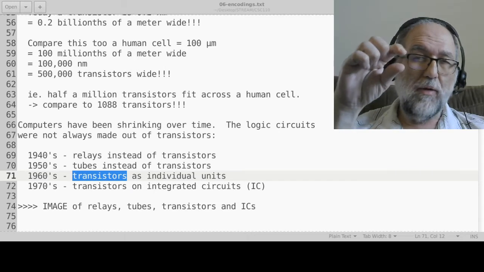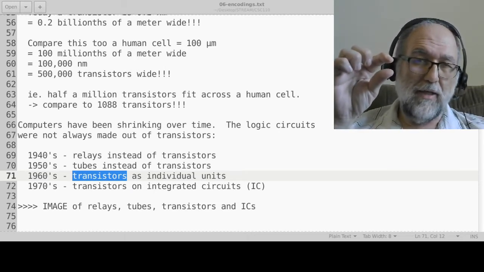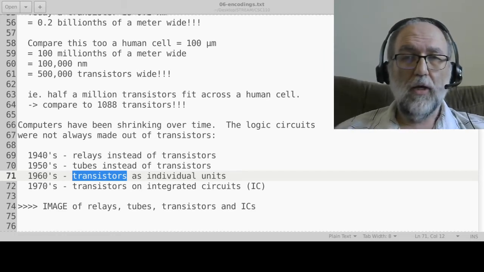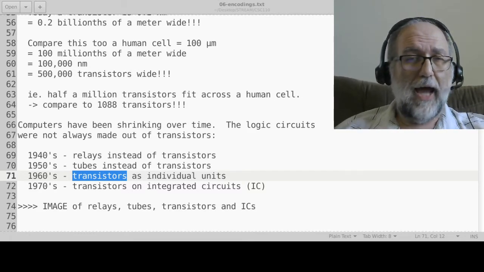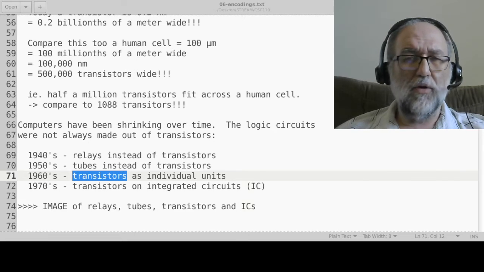Now the transistors were individual units. They were little tiny cylinders. Again, I'll show you a picture in a second. Each one was a transistor. They're still huge, about 1 or 2 millimeters in size, nothing like the nanometer size. So you still couldn't really build very powerful computers out of them because you'd have too many transistors.